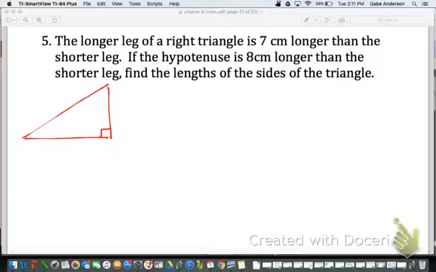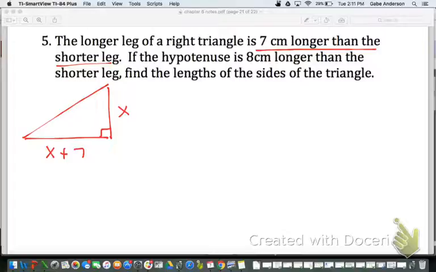So these are both complete unknowns, aren't they? So what do we use when something is an unknown? X. So I'm going to say that the shorter leg is X. So there's my shorter leg. Therefore, the longer leg would be? 7. Not 7. It's 7 longer than. Oh, yes. So X plus 7. That's right. And where I'm getting that from, of course, is 7 centimeters longer than the shorter leg.